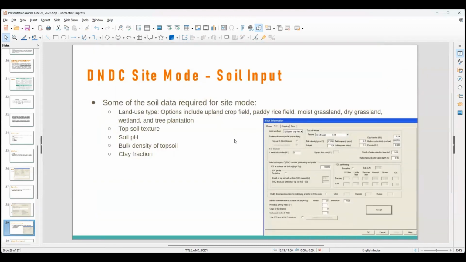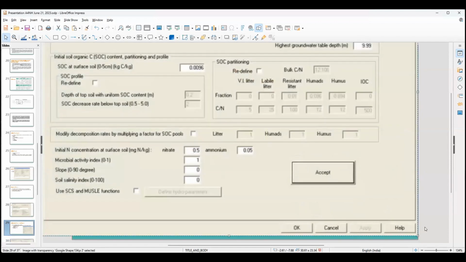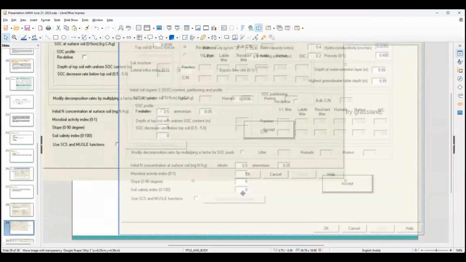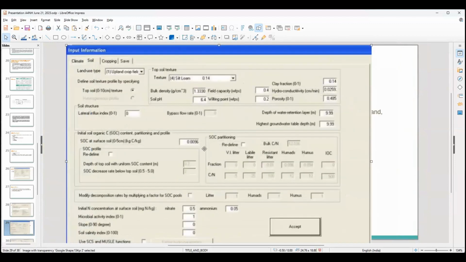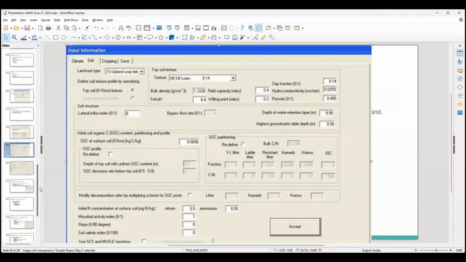The DNDC site mode for soil input. So what kind of soil data do we need to use? Land use type. Options include upland crop field, paddy rice field, moist grassland, dry grassland, wetland, and tree plantation. Then top soil texture, soil acidity, bulk density of topsoil, and clay fraction. So this is what the screen will look like, the snapshot of the page for soil. So all these different inputs you have to enter.